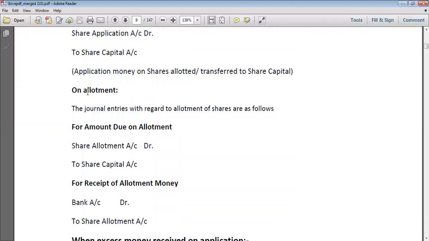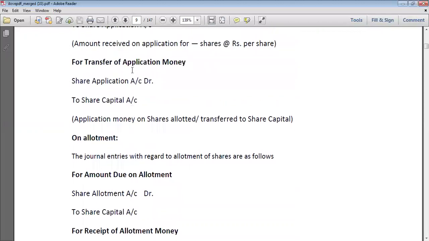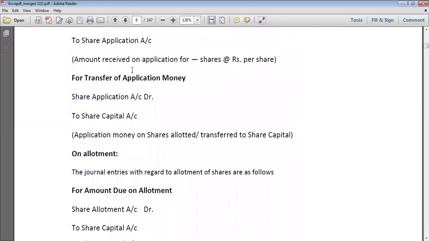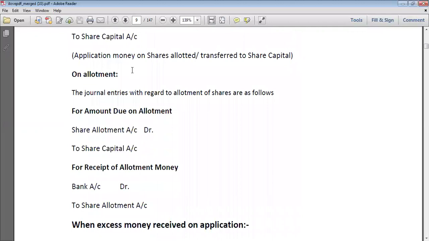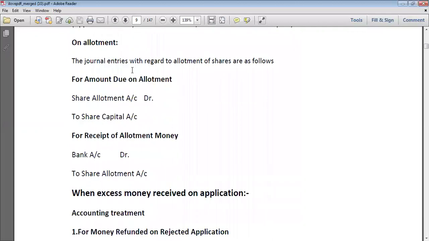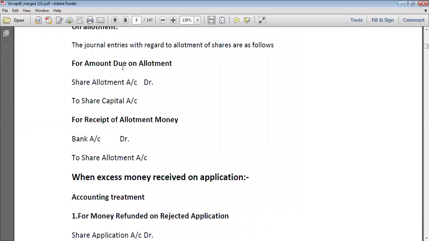Okay. Then what? First the company will receive the application money. After that, the company will allot the shares to the public. At the time of allotment, the company will call for the allotment money, and when the company is due the allotment money, what entry will be passed? Share allotment account debit to share capital. And when the company receives that allotment money, what entry will be passed? Bank account debit to share allotment account. Okay. And if the company further makes a first call or second call, then what entry will be passed? Share first call account debit to share capital, and on the receipt of the first call, bank account debit to share first call account.